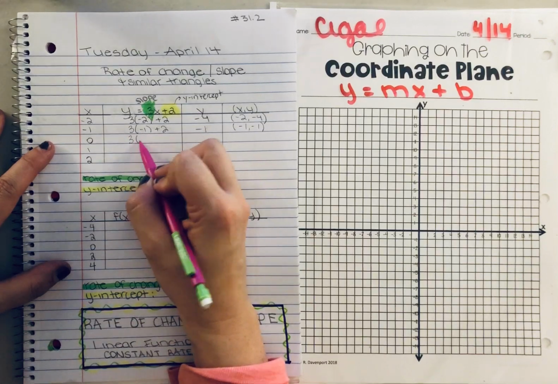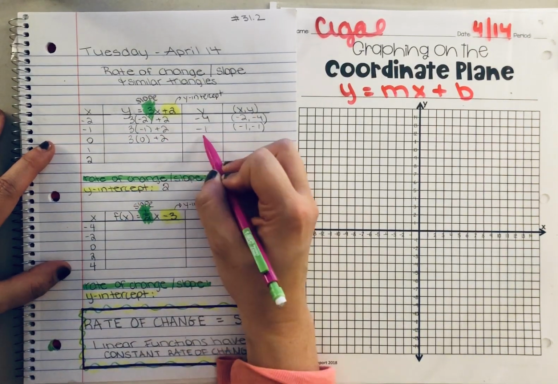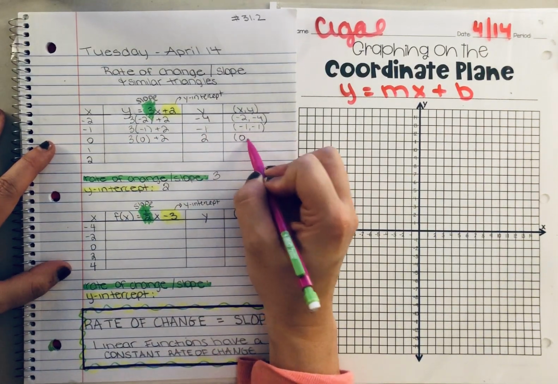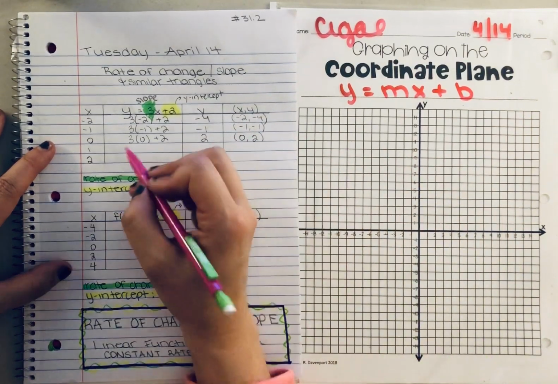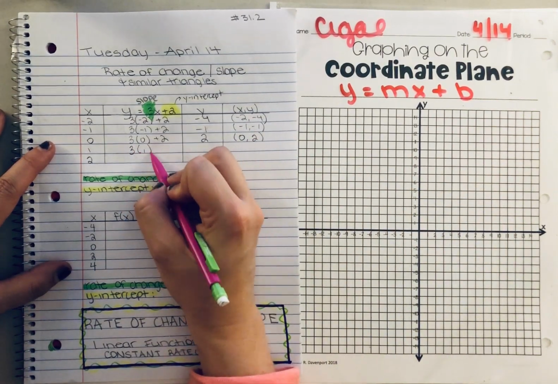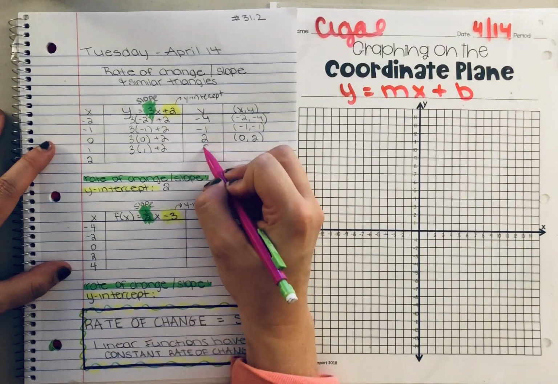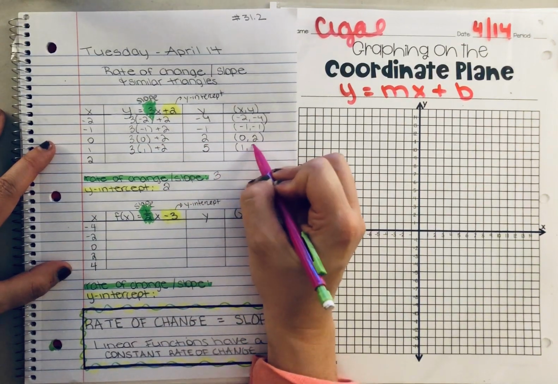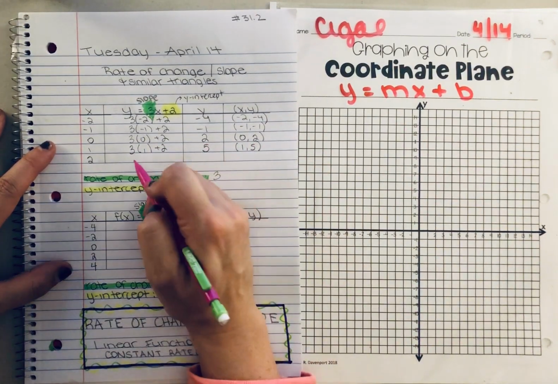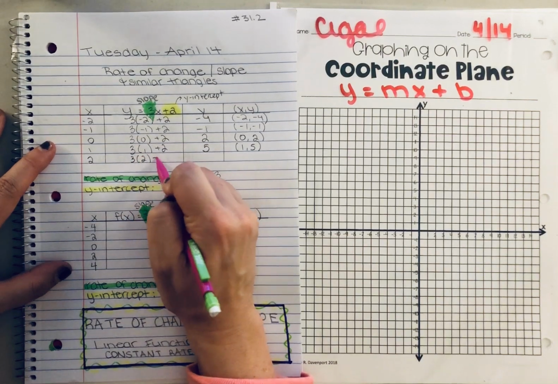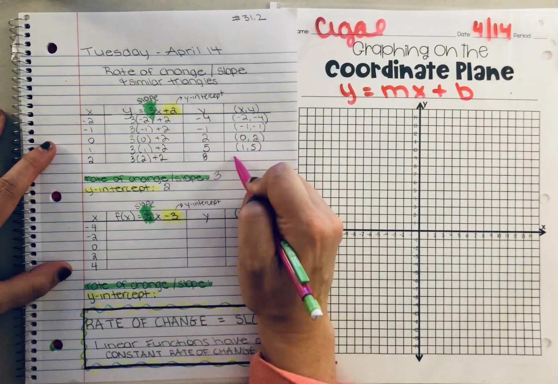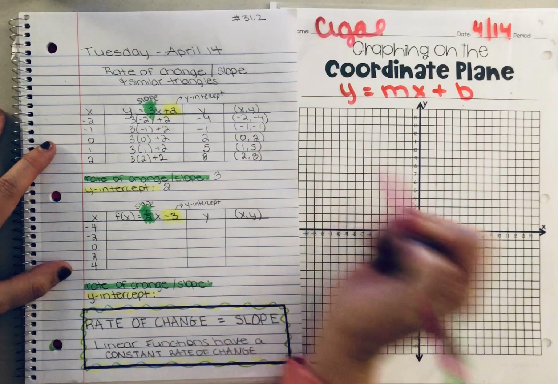Next one, we're looking at 3 times 0, and then we add 2. This gives me 0 and 2. Next, I'm going to fill in 1 for x. That gives me 5, and my ordered pair is 1, 5. And finally, 3 times 2 plus 2 is 8. So that ordered pair is 2 and 8.